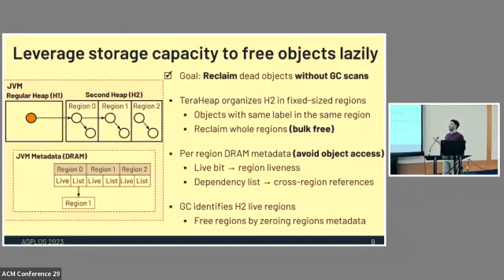So when the garbage collector finds that this object is live, it follows its reference, and now this reference points to the second heap. But we don't touch the object in the second heap, we mark the region as live, and we traverse the dependency list, and we mark all the dependent regions also as live. Finally, we reclaim all the dead objects in the dead regions by zeroing the regions metadata in DRAM. Although now we avoid garbage collection scans in the second heap, the garbage collector still scans and reclaims objects in the first heap.